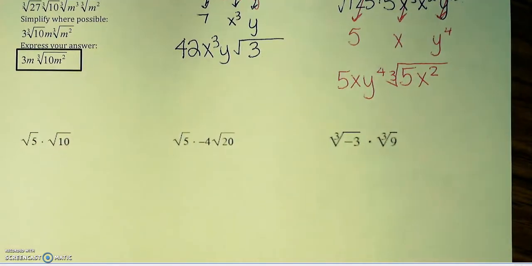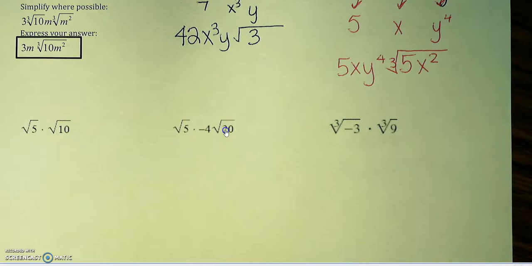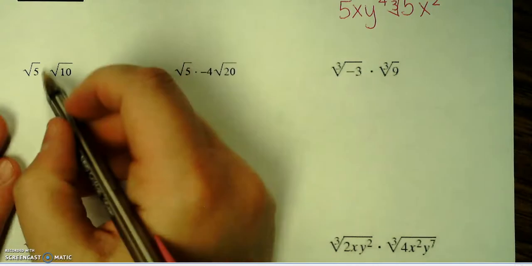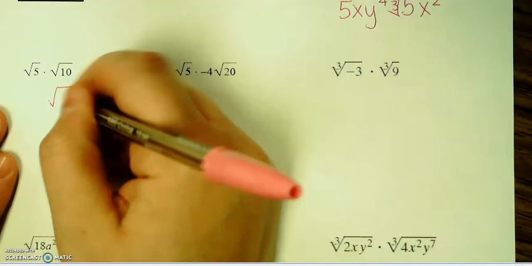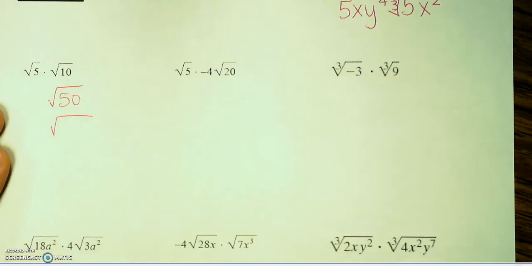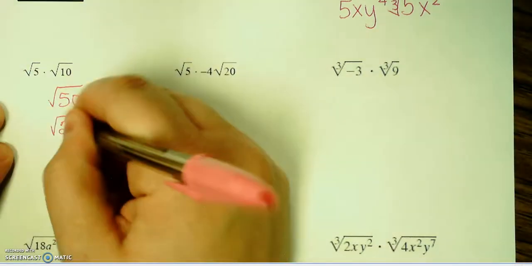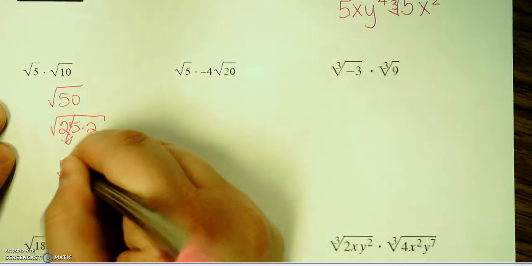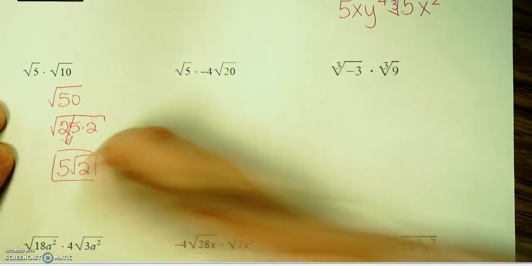If we're multiplying radicals that are the same, if they're both a square root, both a cube root, you can do that. Just squish them together. Square root of 5 times square root of 10, square root of 50. The biggest perfect square that's going to divide into 50 is 25. And the square root of 25 is 5. 2 stuck under the square root.